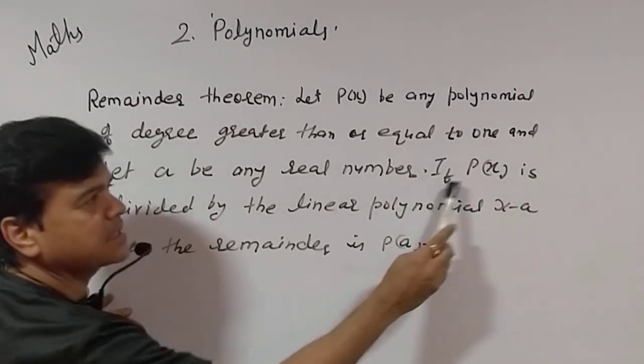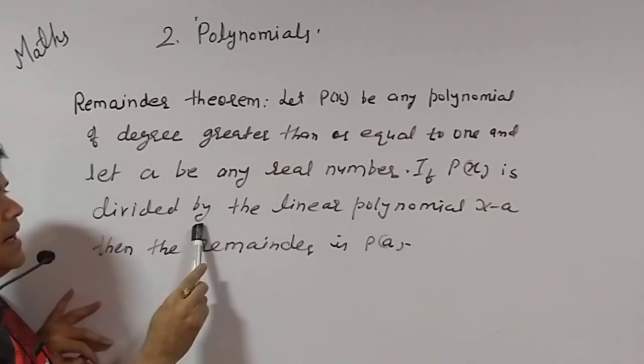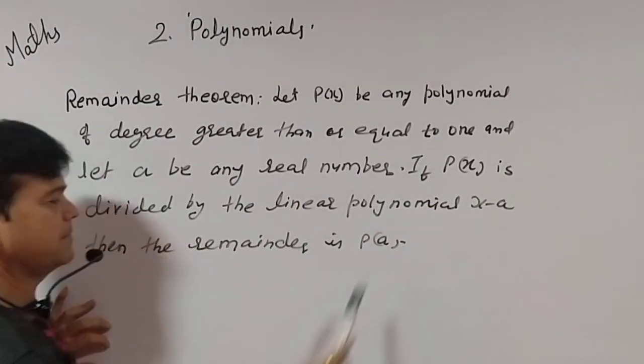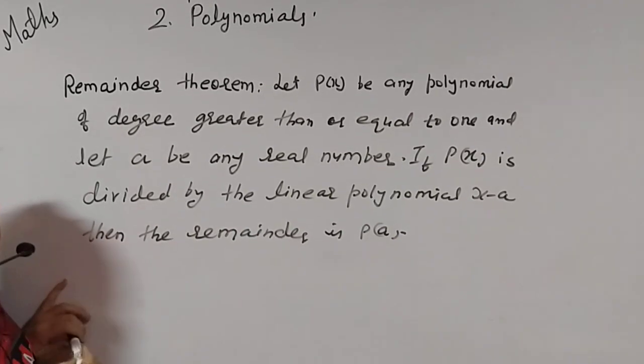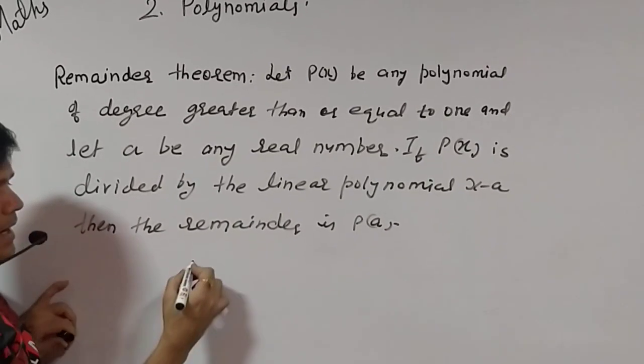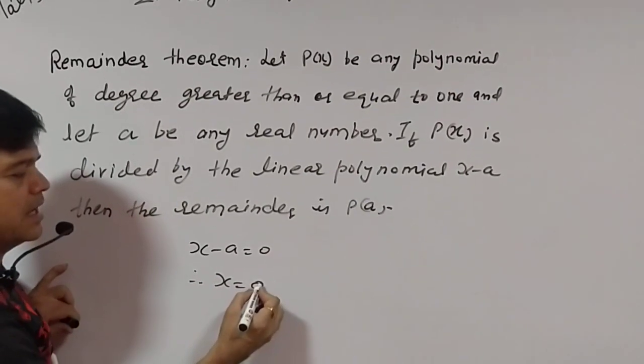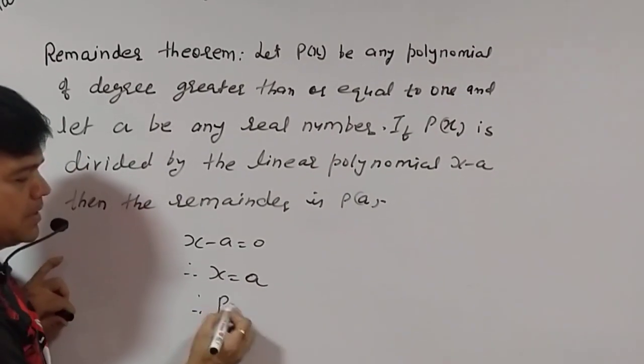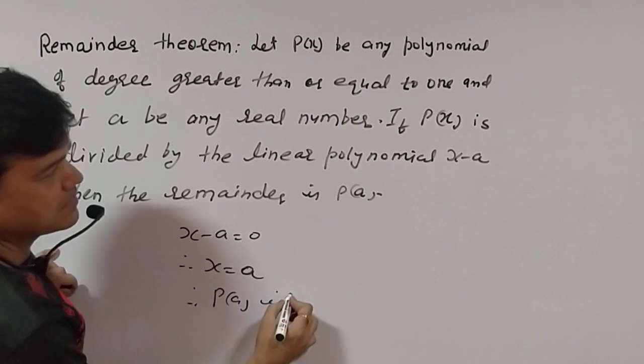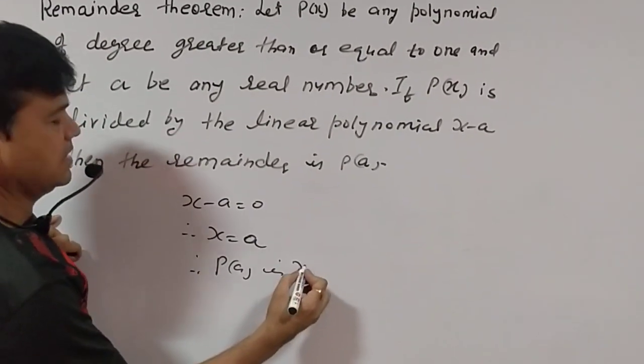If p(x) is divided by the linear polynomial x minus a, then the remainder is p(a). How? x minus a is 0, therefore x is equal to a. Therefore p(a) is called the remainder.